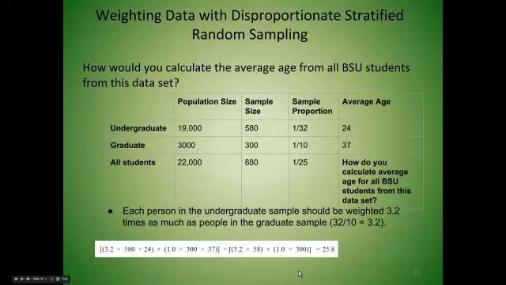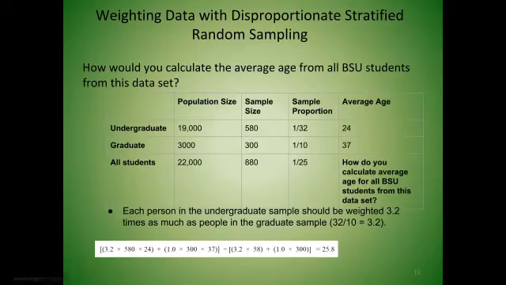So here below is an equation showing how you can take into account this weight of 3.2 in calculating the mean for the total population. And you don't need to know this equation, but I just want you to see how this is taken into account, and you can see that based on this sample, the average age for all Boise State students is 5.8 years old. And this is closer to the average age for undergraduate students because the data from the undergraduate sample is weighted more heavily.